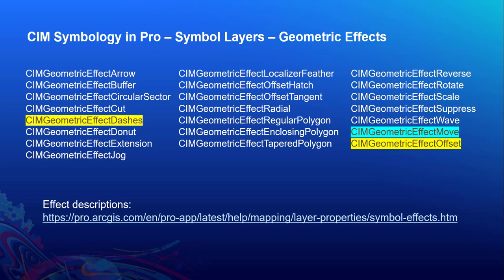Within the Pro documentation for the application, you actually find some really good descriptions of the different effects. Even though the descriptions don't mention the underlying specific CIM geometric effect classes that are used for each of the effects, it's a pretty straightforward process to match the description with the underlying CIM geometric effect class that you would use for that effect. But they all work in a similar fashion, and I'll be focusing on the two in yellow, and of course I have the example for the CIM geometric effect move, that blue highlight.